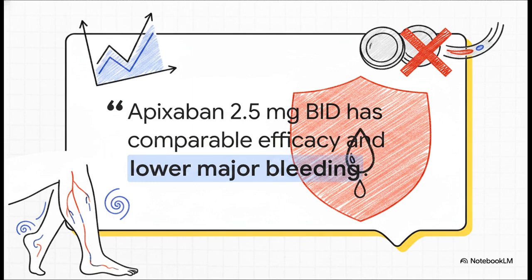There's a direct quote from the consensus document that I think is absolutely crucial for daily practice. It says, apixaban 2.5 milligrams twice daily has comparable efficacy to apixaban 5 milligrams twice daily and is associated with lower major bleeding. That is a massive takeaway. It literally proves that for long-term prevention, less is often more when you're trying to keep your patient safe from bleeds without sacrificing clot protection.